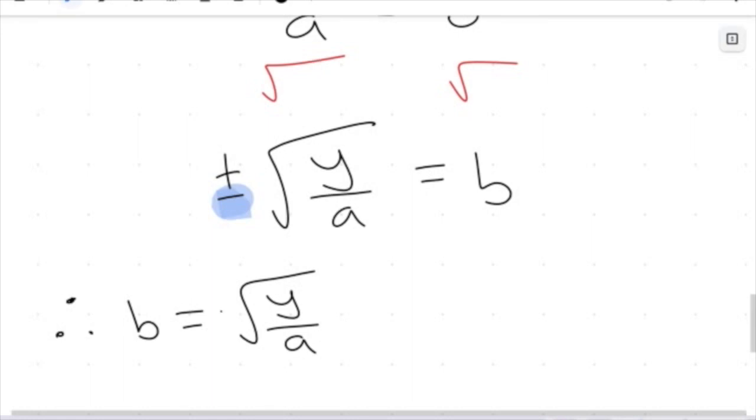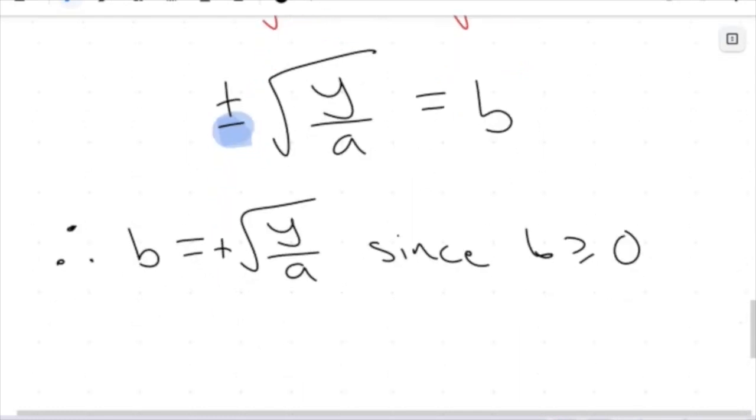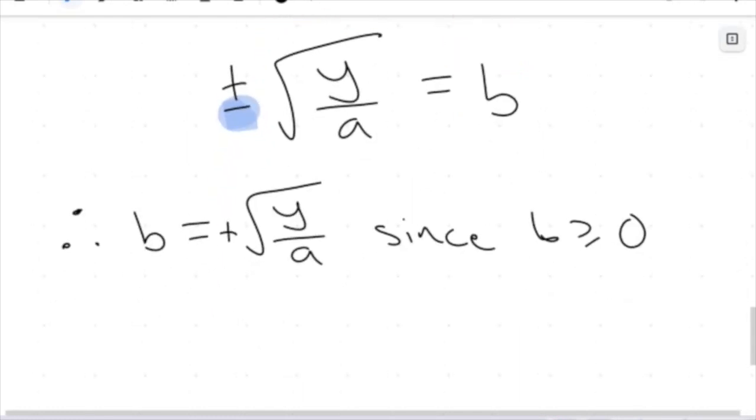Now, I've written it like this. I can also write it explicitly with a positive there. And we can say that b equals the square root of y over a because of this restriction, since b is greater than or equal to 0. So all numbers that are greater than or equal to 0 are positive numbers. So we can't get the negative case here.